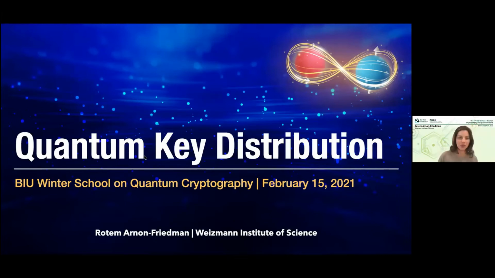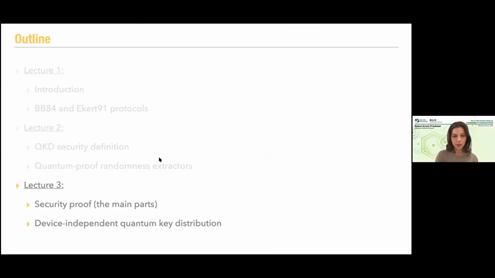So thanks for joining this last lecture on the topic. We are now on the third lecture. What we want to do is to discuss the main parts of the security proof. In the previous lecture we defined security, and then I also want to tell you about a different model that we call device-independent quantum key distribution.